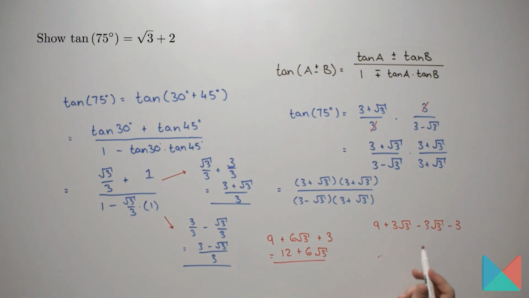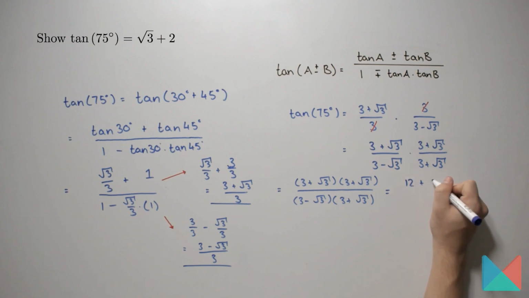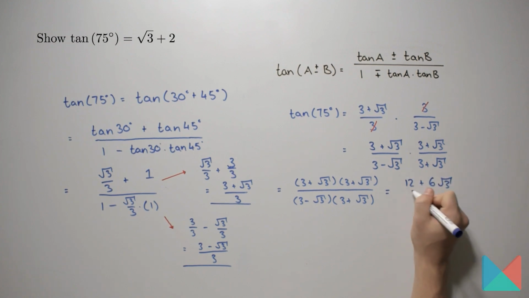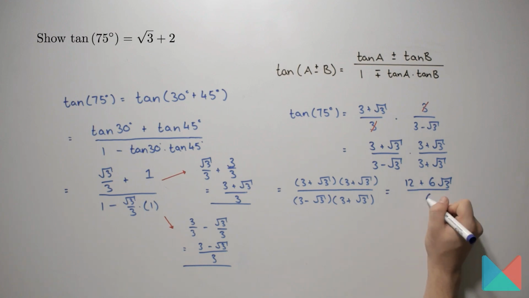And so notice here that we have 3 root 3 take 3 root 3. So these cancel out, and we're left with 9 take 3, which is going to equal 6. And so let's add these to our fraction and then simplify further. And so we've shown that the top of our fraction simplified into 12 plus 6 root 3, and the bottom of our fraction has been rationalized, and it is a whole number with the value 6.